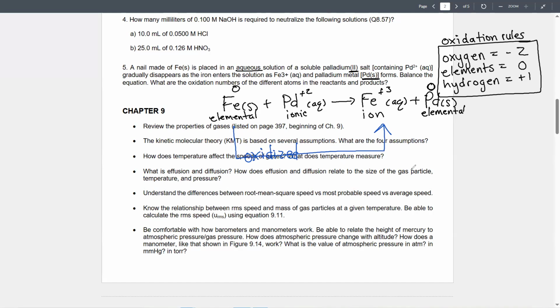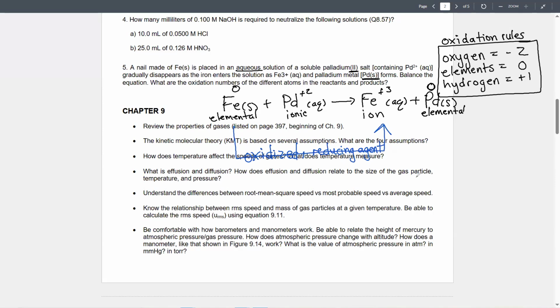And if it's oxidized, then it's the reducing agent. And I'll show you how to balance it right now, because when he says balance the equation, he means the full equation and all the electrons. So I'll show you how to do that.